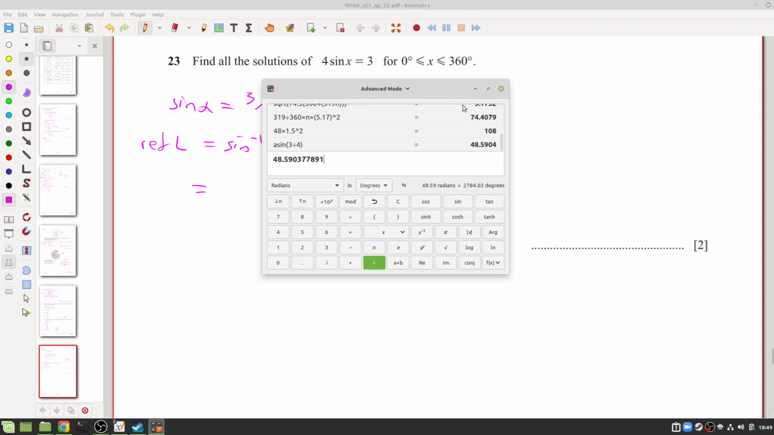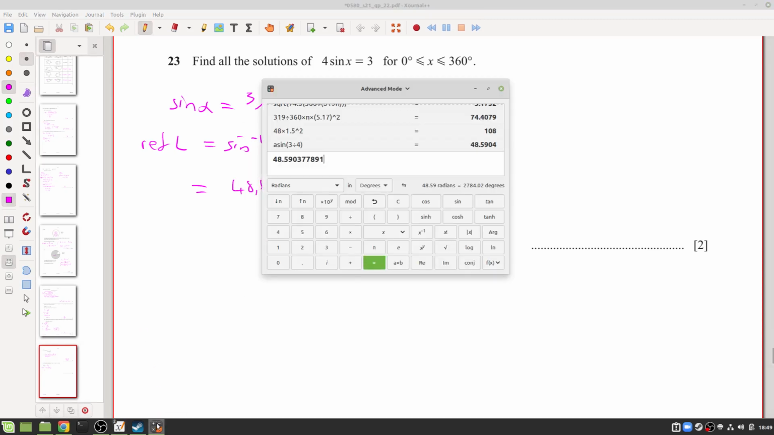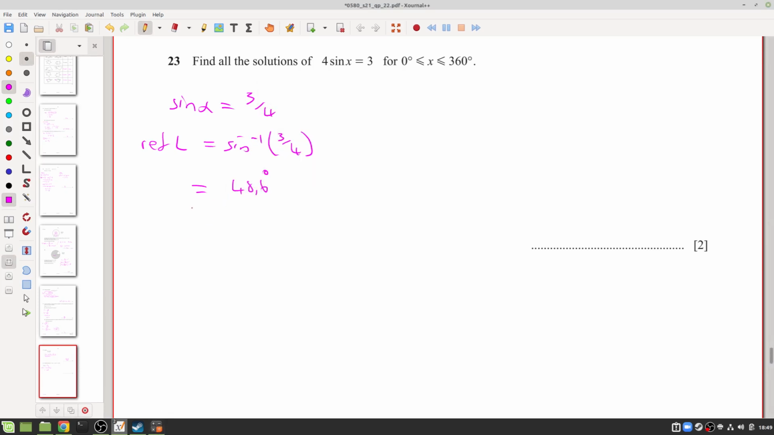It's going to be 48.6, to 1 decimal place. So 48.6 degrees. Just make sure I wrote it down correctly. Okay, now we check. Sin was positive, this was a positive value. So sin is positive in the normal quadrant and the 180 minus quadrant.